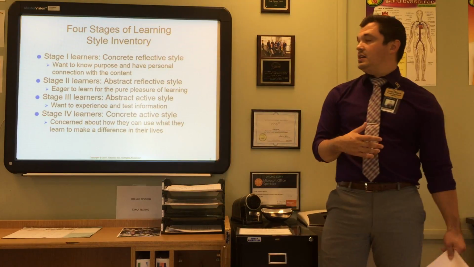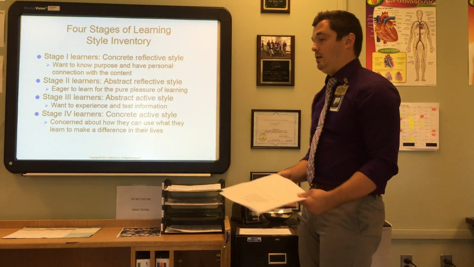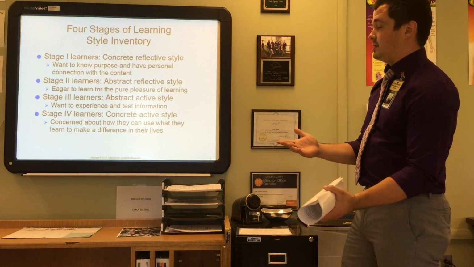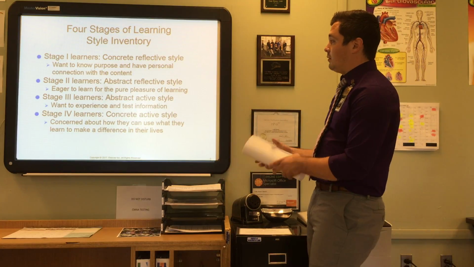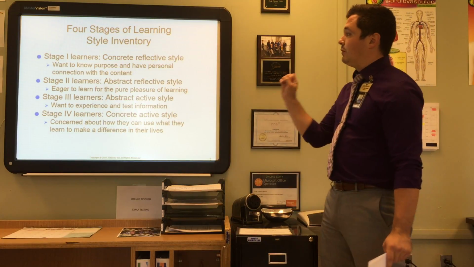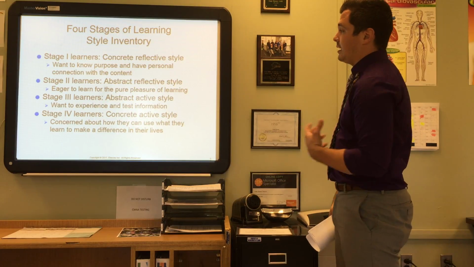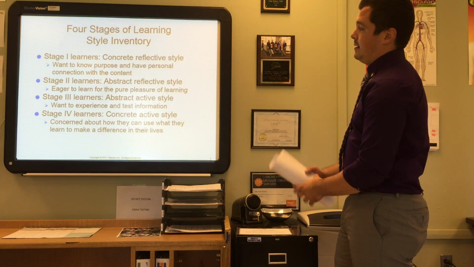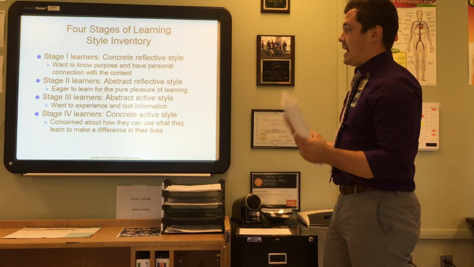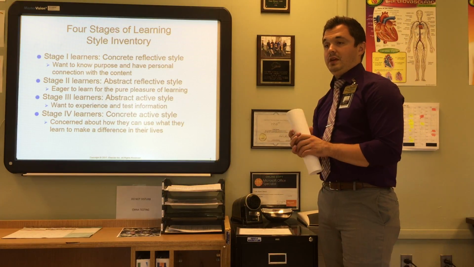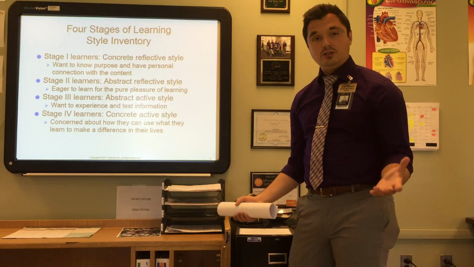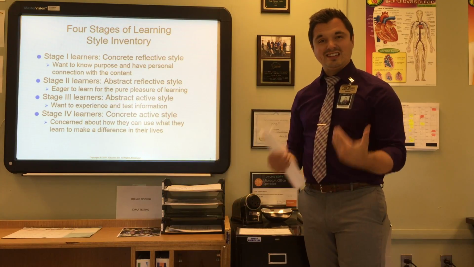So basically, there's 4 stages of learning style inventory. All right. There's basically 4 stages of learners. Stage 1 learners are concrete reflective styles. And basically, they want to know the purpose and have a personal connection with that content. All right. Stage 2 learners, they're more the abstract reflective style. And they're eager to learn just for the pure pleasure of learning. That's what they enjoy. They just like to learn new things.